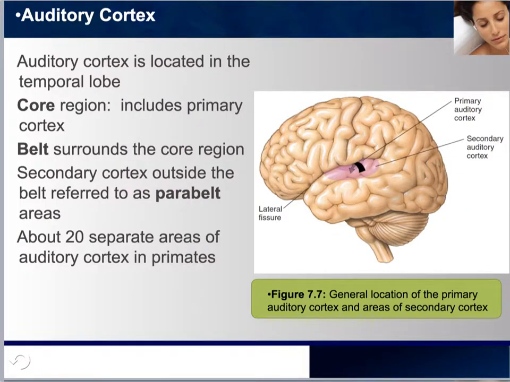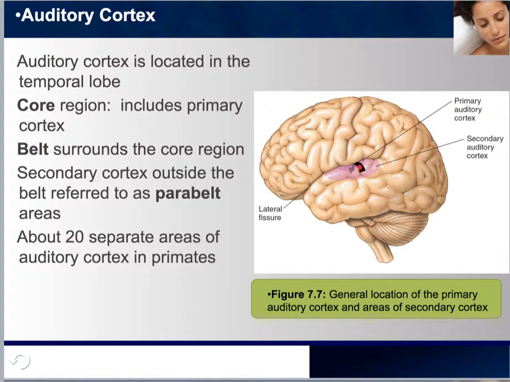After traveling from the outer ear through the tympanic membrane, the basilar membrane, through the hindbrain, midbrain, the MGN, we finally make it to the cortex. The auditory cortex is located in the temporal lobe, and you can see it here. Please note that the core region includes the primary cortex, and that is basically inside. You can see the arrow. We would not be able to see it subcortically.